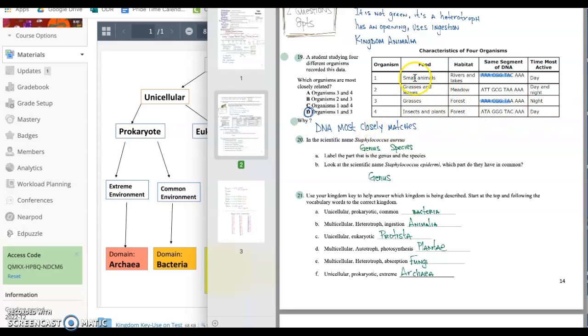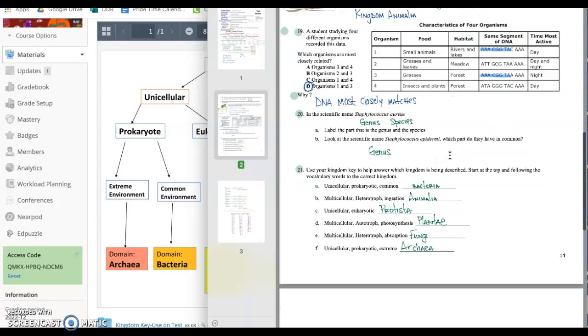So it's a little surprising. We don't know what this organism is. We aren't told, but its food is small animals. This one, its food is grass, and so on and so forth. But what we care about is the DNA. AAA, CGG, TAC. AAA, CGG, TAA. See how there's just one difference there.